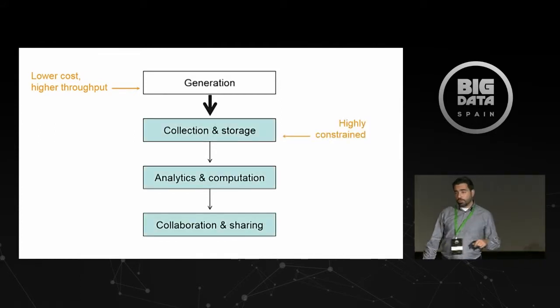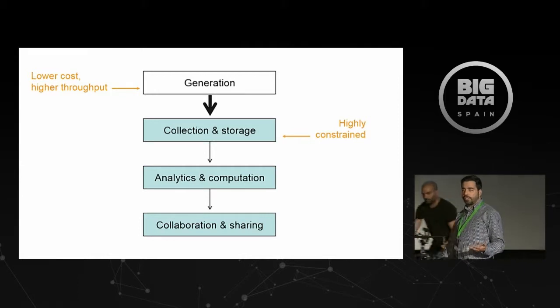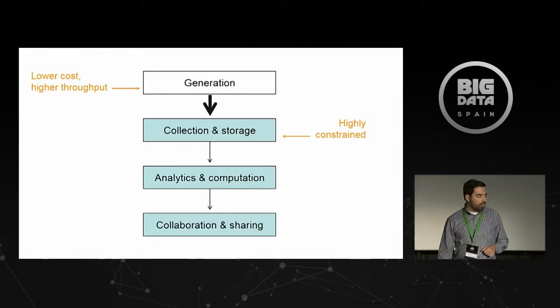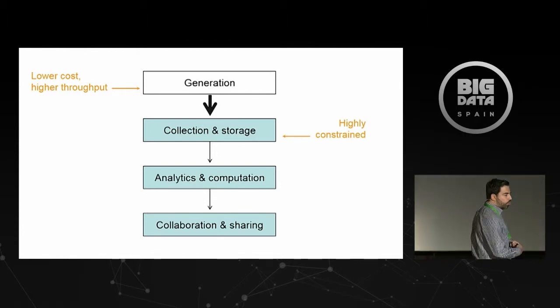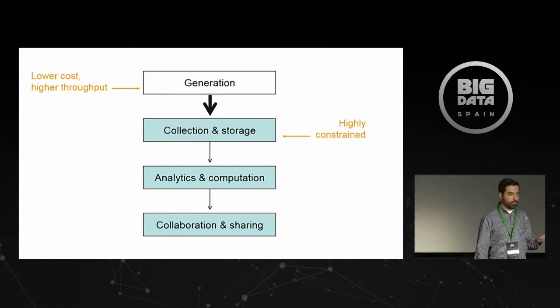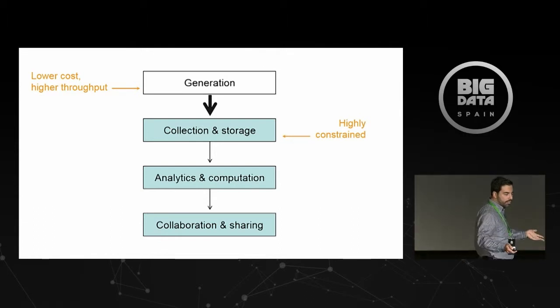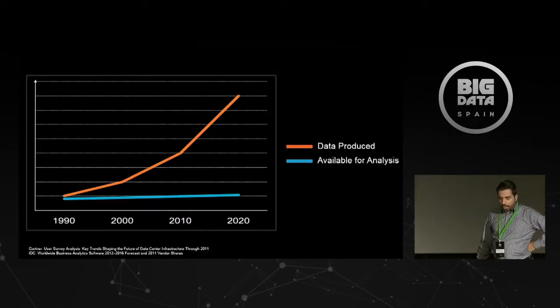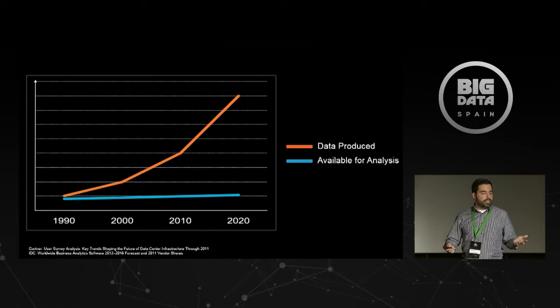And until recently, what was really the bottleneck, what was constraining us from actually doing something meaningful with this data, was that the collection and storage was highly constrained. We have a lot of customers that tell us, I can produce a lot of data, but where should I store it? I don't want to store it in my database. It's not made for that. And then if I have this data, how do I analyze it? What do I do with that data? How do I share it in an efficient way? And this is the kind of graph that we see that is predicted. Companies producing a lot of data, not being able to analyze it and make use of it.